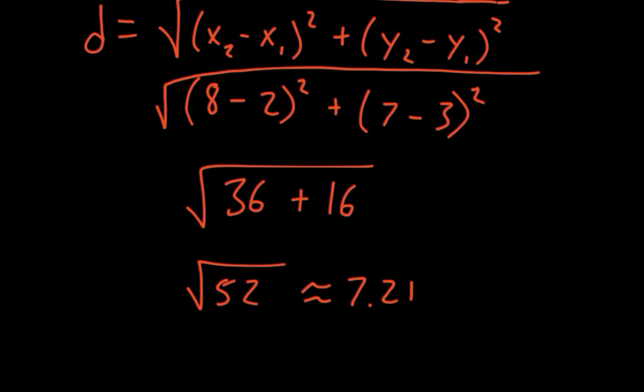Suppose if you wanted to give the exact answer, you could just leave it as square root of 52. But I take either of those. Square root of 52 is the exact answer, or 7.21.